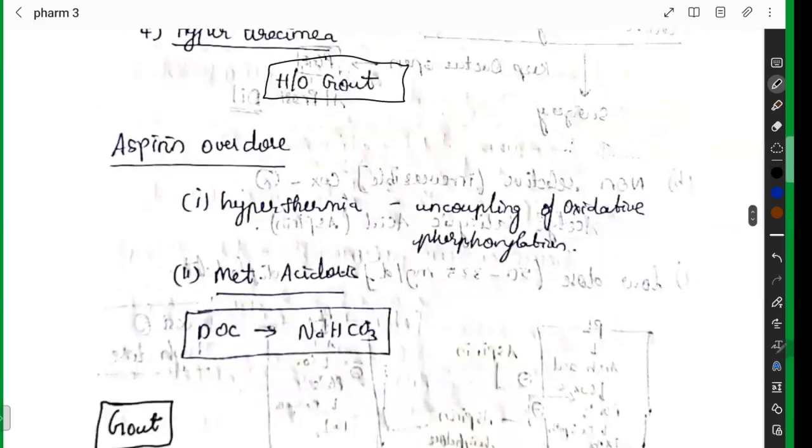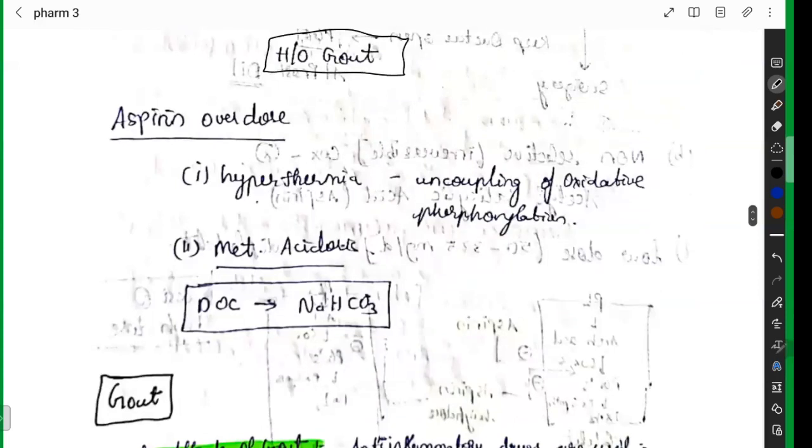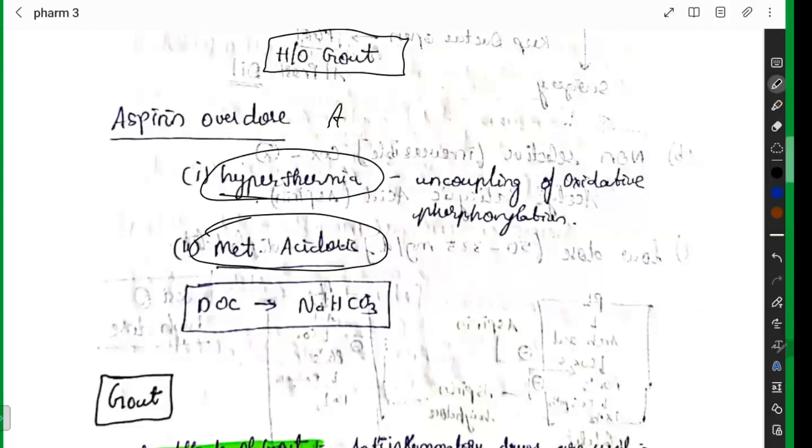Now coming to aspirin overdose. When there is aspirin overdose, what will be your drug of choice? Aspirin overdose leads to hyperthermia and metabolic acidosis. What will be your drug of choice? Since aspirin is an acidic drug, you are going to give a base. What base are you going to give? Sodium bicarbonate is going to be given.